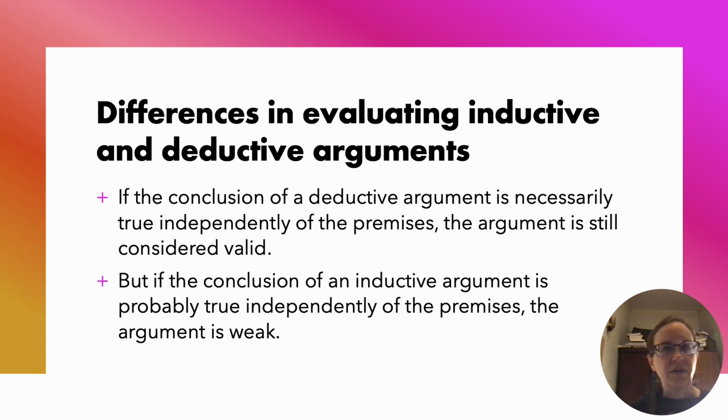Okay, so here's kind of a summary of this part here. Differences in evaluating inductive and deductive arguments. If the conclusion of a deductive argument is necessarily true independent of the premises, the argument is still valid. But if the conclusion of an inductive argument is probably true independent of the premises, the argument is weak. Okay, this seems weird, right? Because I wish he didn't bring some of this stuff in because it's confusing.